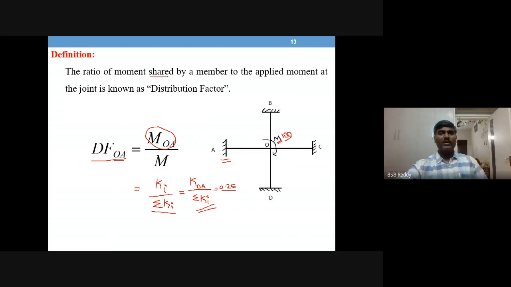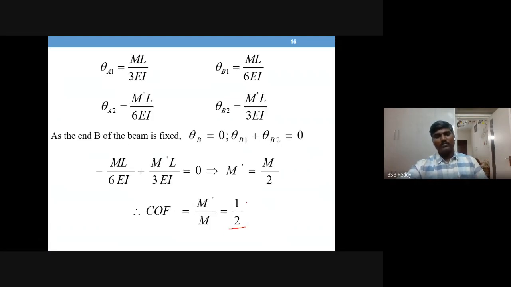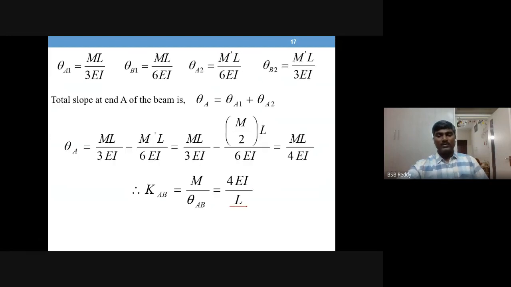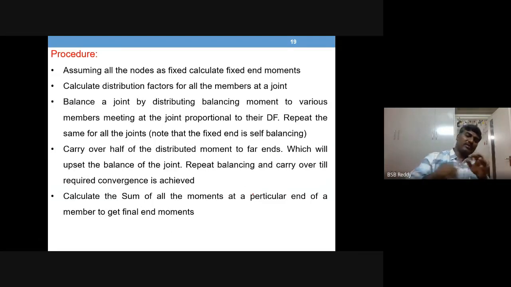The share of a moment taken by a particular member at a joint is decided based on the distribution factor. And these are all the expressions that we derived: carryover factor, carryover moment value, stiffness value, and distribution factor formula. This all happened in the previous sessions.